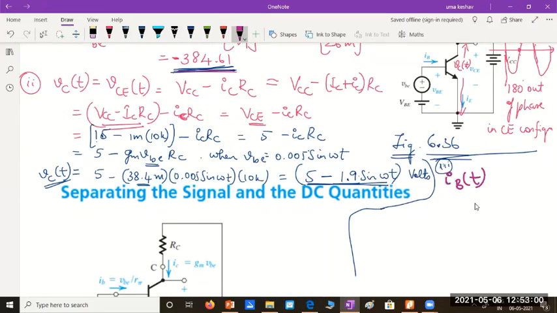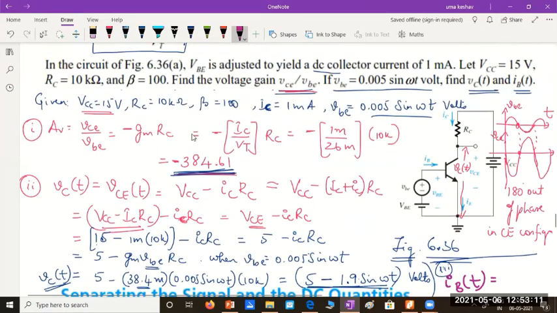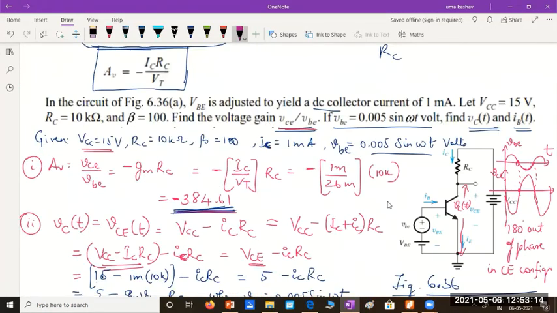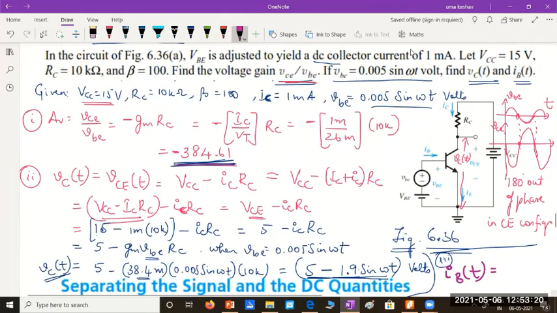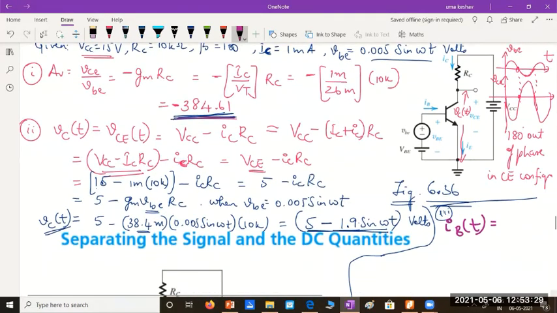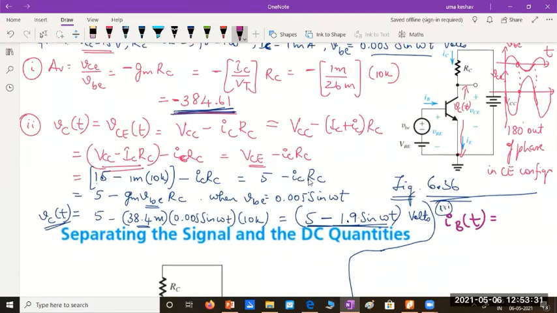How do you find IB of t? How would you find IB of t? Simple. You can take IC of t by beta if you know the expression for IC, or since VBE is given, can I define IB in terms of VBE? Can somebody tell me how IB is defined in terms of VBE?